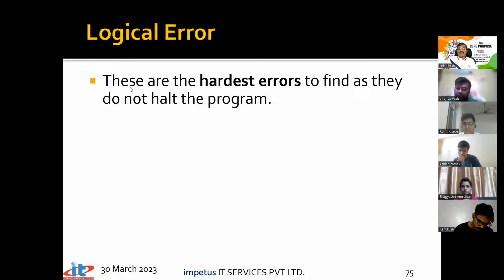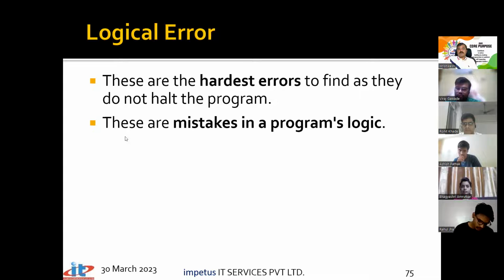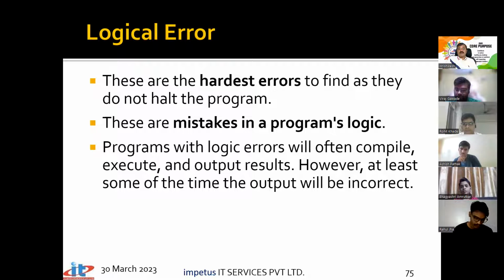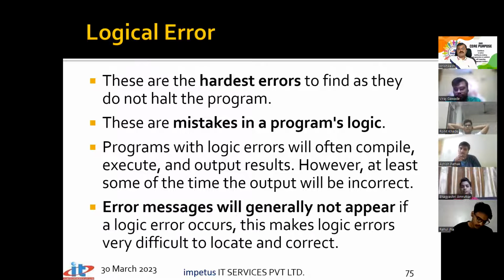These are the hardest errors to find as they do not halt the program. These are mistakes in the logic. आपने problem ही गलत समझा है. A program with a logic error will often compile, execute, and output results. However, at least sometimes the output will be incorrect. Several times the output will be correct, and sometimes the output will be incorrect. That's very dangerous.